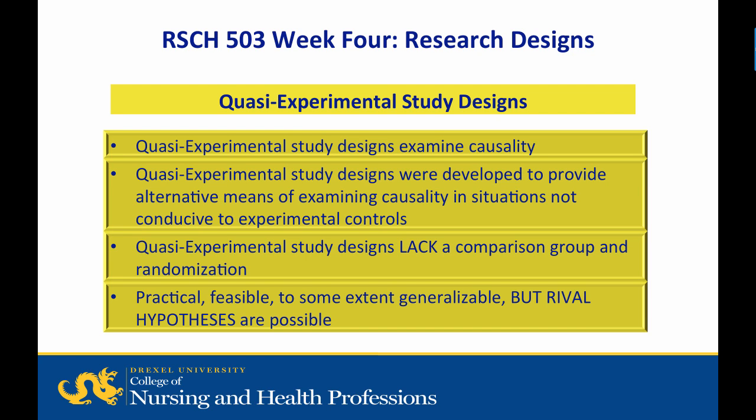Quasi-experimental research designs examine causal inference. This design was developed to provide alternative means of examining causal inference in situations not conducive to experimental controls. Such designs lack a comparison group and randomization. This design has been developed to control as many threats to validity as possible in a situation in which at least one of the 3 components of true experimental design, that is, randomization, comparison group or groups, and controlled manipulation of the treatment, is lacking. Due to these limitations, rival hypotheses are possible.